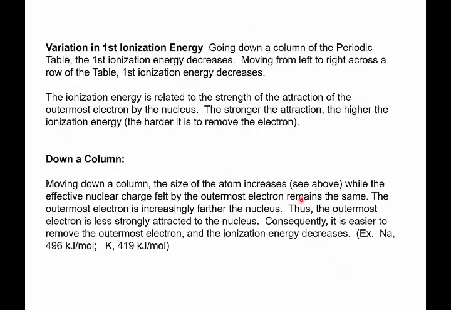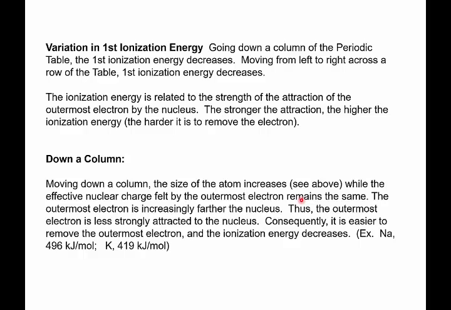All right. There are systematic variations in the first ionization energy of the elements we discover with respect to going down a column or going across a row. If you go down a column of the periodic table, we find that the first ionization energy decreases. If you move from left to right across the row of the periodic table, we find that first ionization energy increases. The best way to understand that is to think about what we just discussed with respect to atom size.